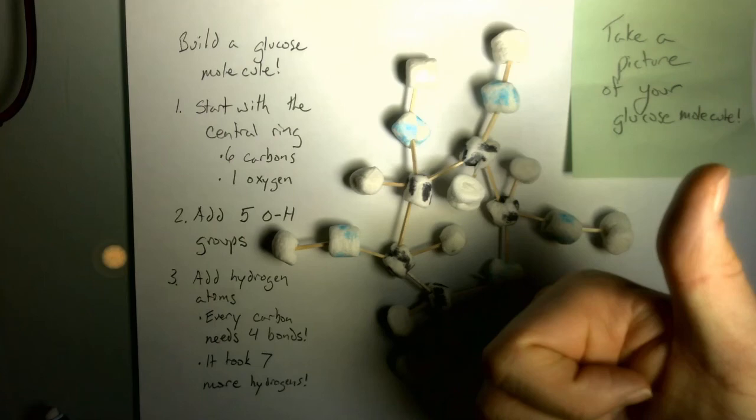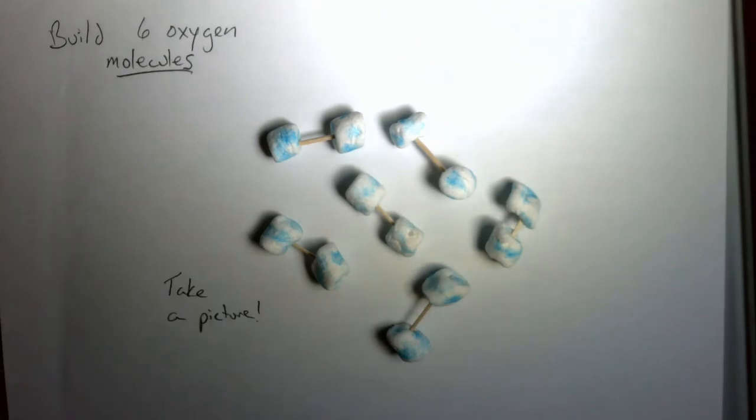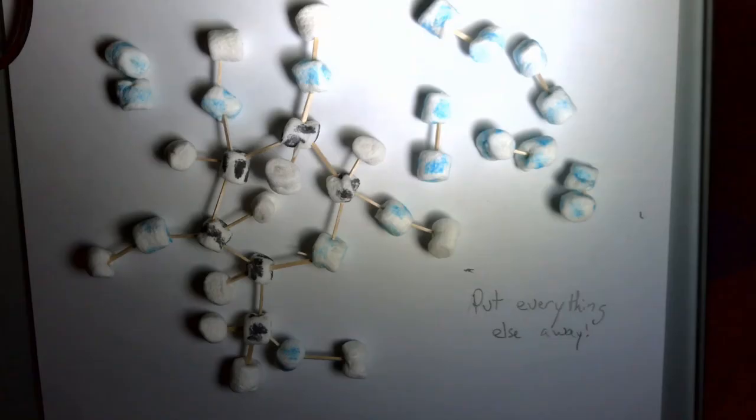Inside of cells, glucose reacts with oxygen molecules. You'll need to build 6 of those. Remember, an oxygen molecule is made up of 2 oxygen atoms. Take a picture of these reactants as well. Now that you have your glucose and oxygen molecules, you need to put away any extra atoms.